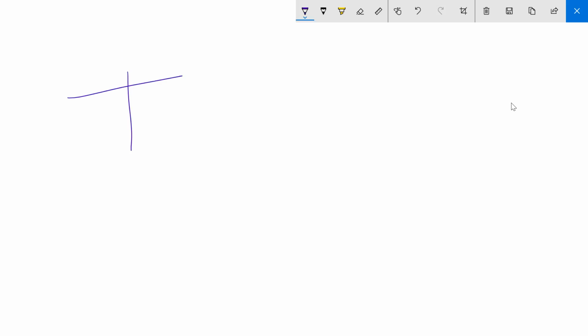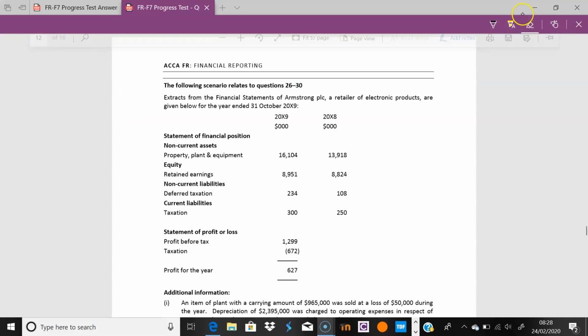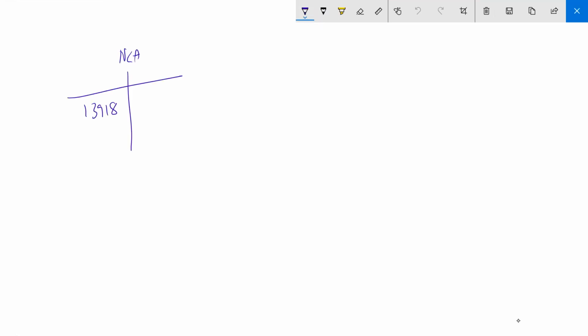So here are my non-current assets. Here we have the opening. I start off with 13,918, roughly, and I'm told that I finish with 16,104. Then in terms of taxation, you just put everything into T accounts.